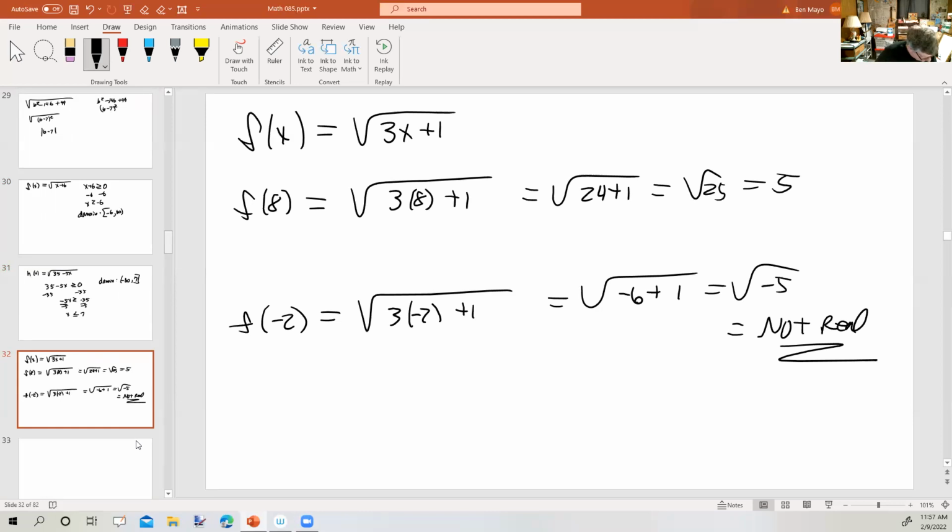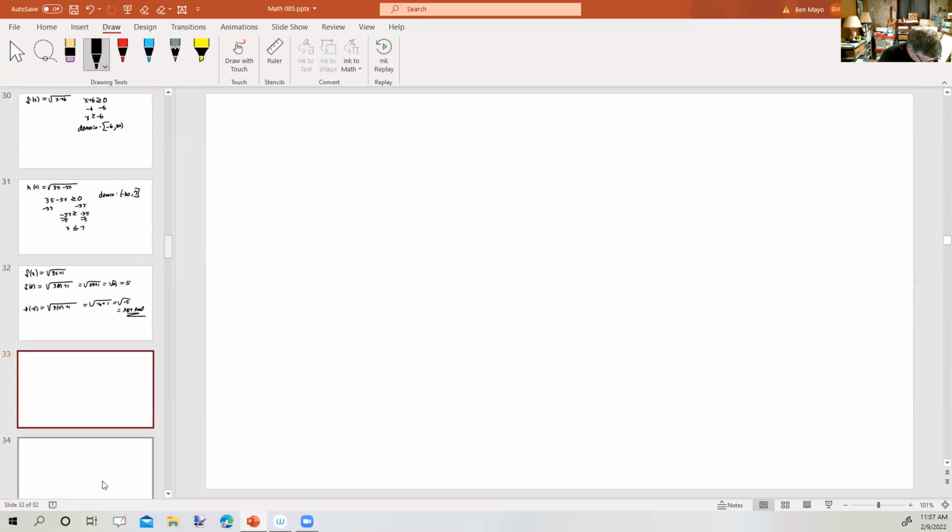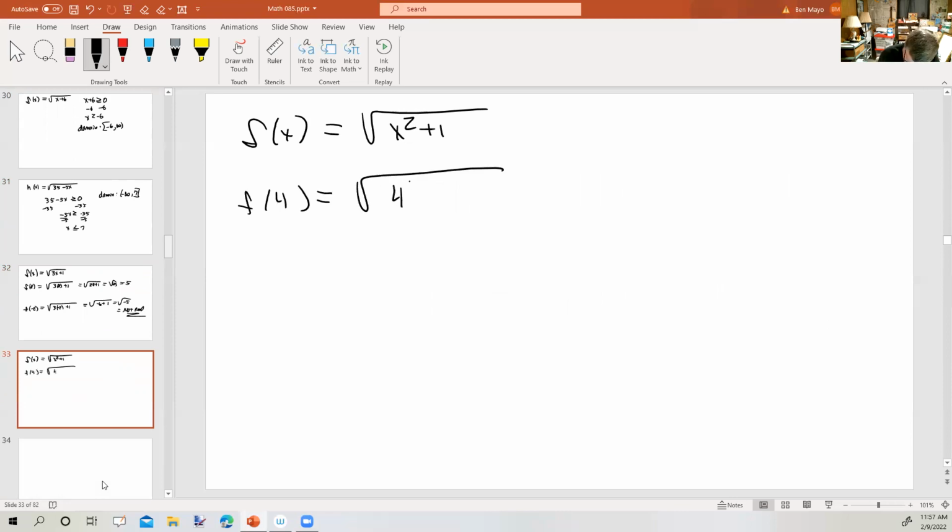Let's see here. This says use a calculator to find each function value. F of x equals the square root of x squared plus 1, and they want f of 4. So that would be the square root of 4 squared plus 1, which is the square root of 16 plus 1, which is the square root of 17. So we're going to take the square root of 17. And it says round to the nearest 10,000.